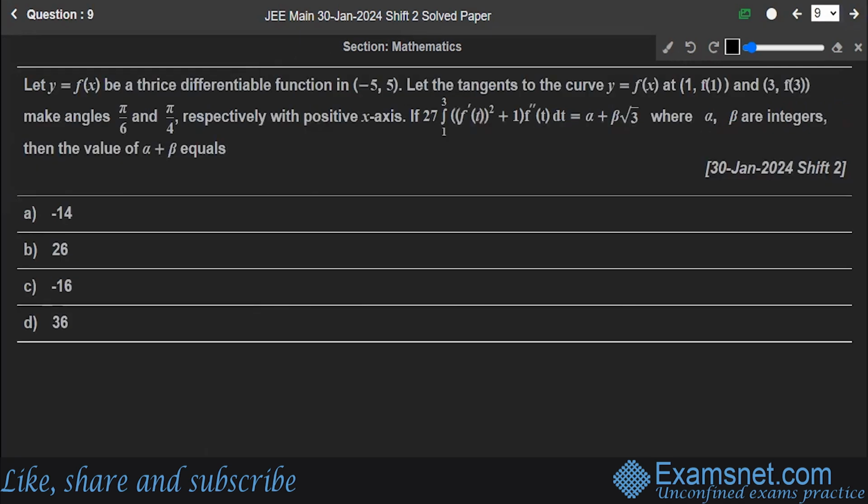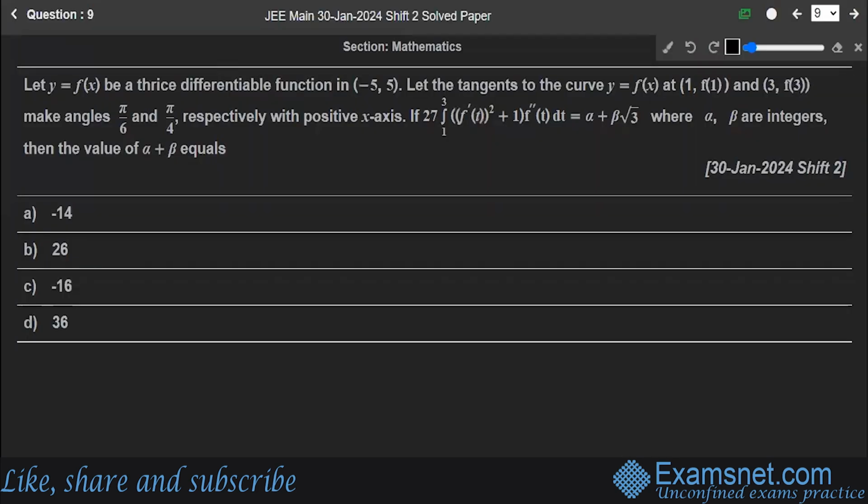Question number 9: let y is equal to f(x) be a thrice differentiable function in the interval minus 5 to 5. Let the tangents to the curve y is equal to f(x) at these two points make an angle of pi by 6 and pi by 4 respectively with the positive x-axis. If this integral is equal to alpha plus root 3 beta, where alpha and beta are integers, you have to find out the value of alpha plus beta.